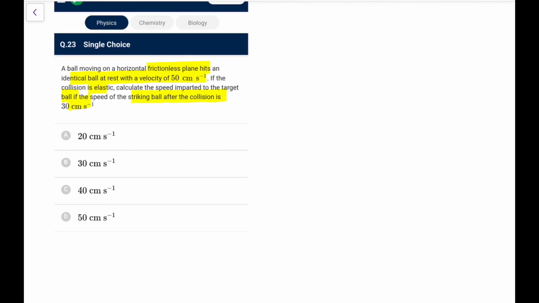So we'll simply go by kinetic energy. We'll say K1 initial would be equal to K1 final plus K2 final, because K2 initial is 0. So K1 initial is half m into 50 square. I am not changing units because it would be the same. That would be equal to half m into 30 square, because it is an identical mass, it would be the same, plus half m V2 square.